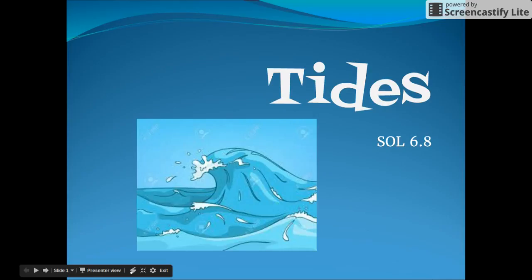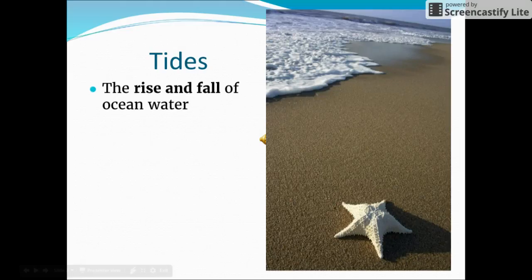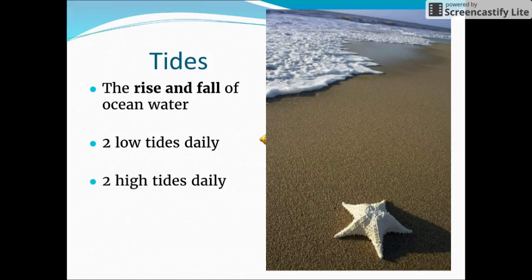Tides are known as the rise and fall of ocean water. During every 24-hour period, there are 2 high tides and 2 low tides.